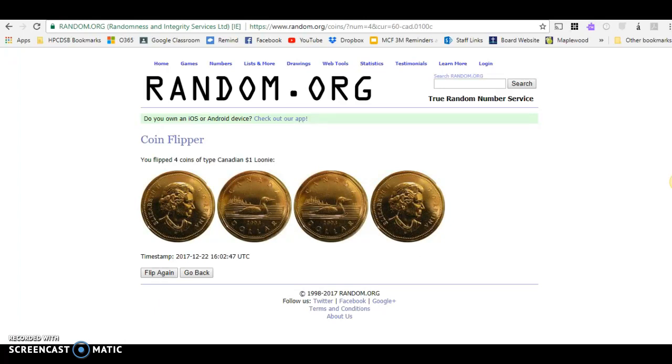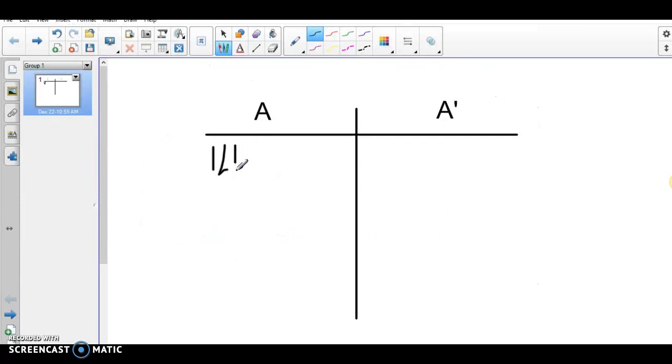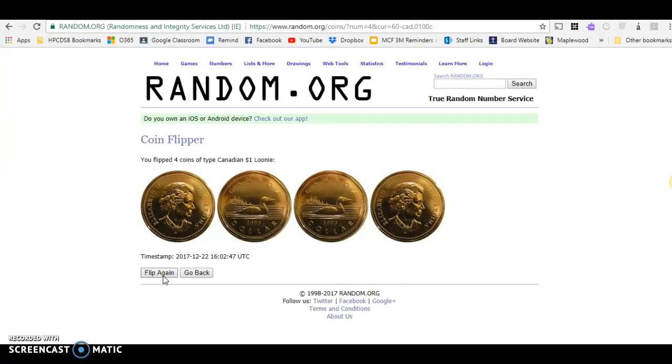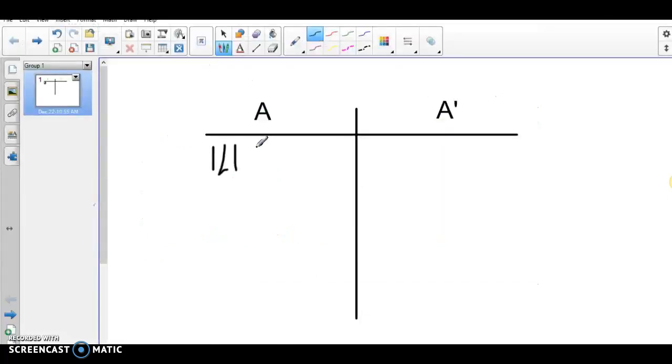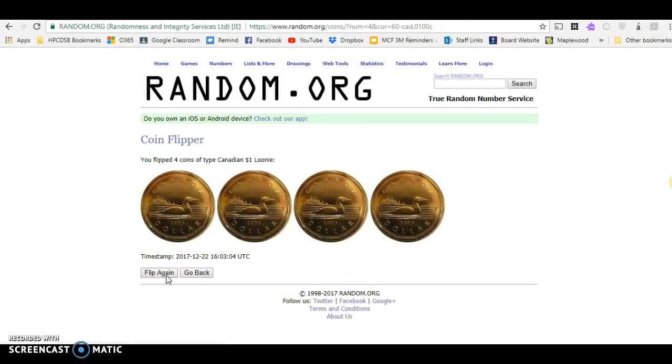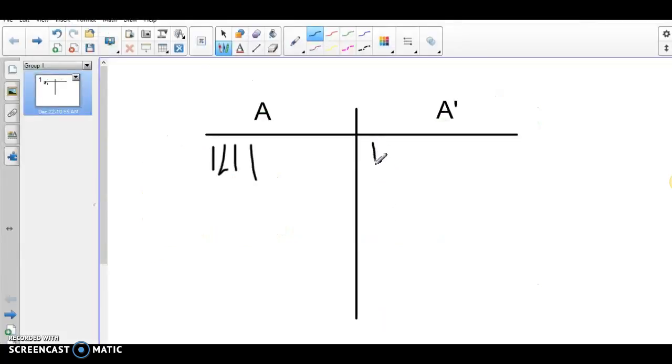The event happened again. I'm going to try and go until it doesn't happen. Oh, it happened again. There we go. So this is an example where I have 4 boys, all 4 the same. So I would go to my tally chart and I would put a tally in A prime. The event didn't happen. So I want to keep doing this until these add up to 50. I have a total of 50 trials.